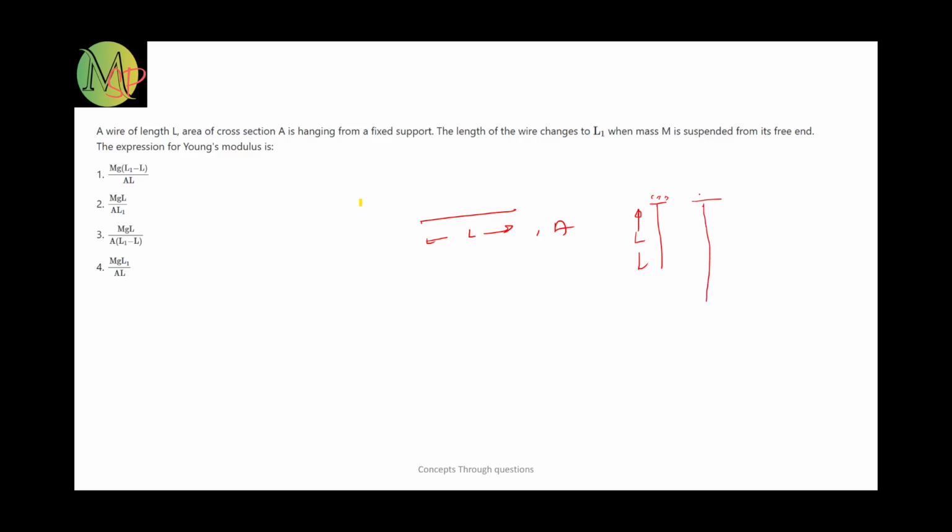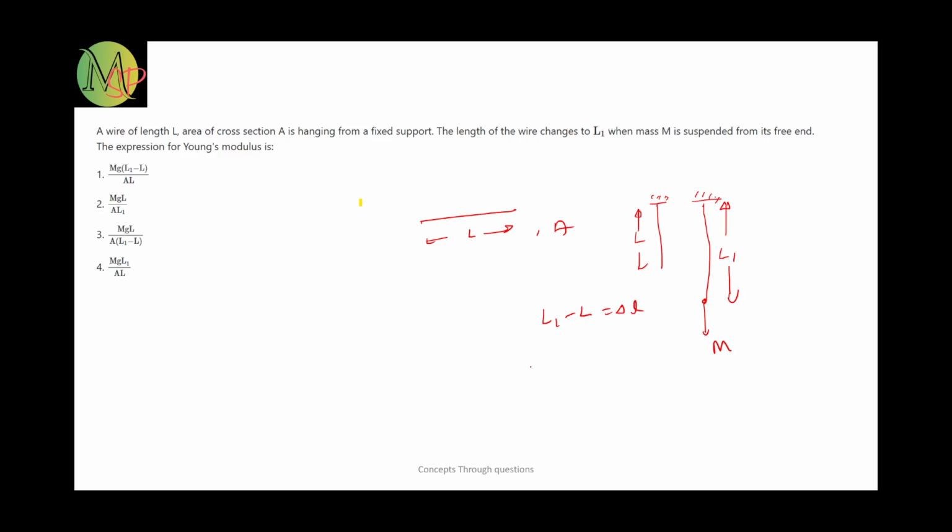It changes to L1 when mass M is suspended here at the free end. The expression for Young's modulus is, so what is the change in length? L1 minus L. This is the change in length.